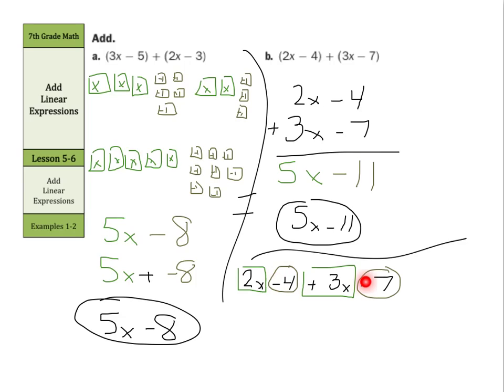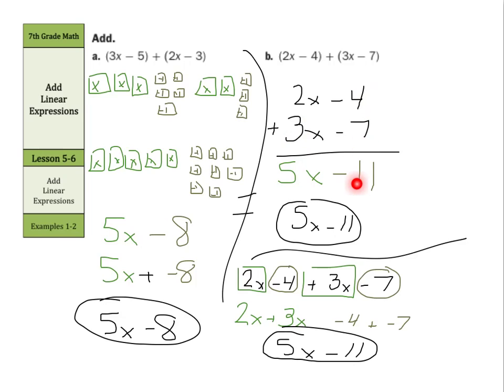So this becomes horizontally 2x plus 3x, and then negative 4. You could write this as minus 7 or plus a negative 7. Either way works. And again, you get the same exact answer of 5x, because 2x plus 3x is 5x, and negative 4 plus negative 7 is a negative 11. So it's just another way. Some of us may prefer writing them in columns. Some of us may prefer writing them out horizontally and regrouping them that way.